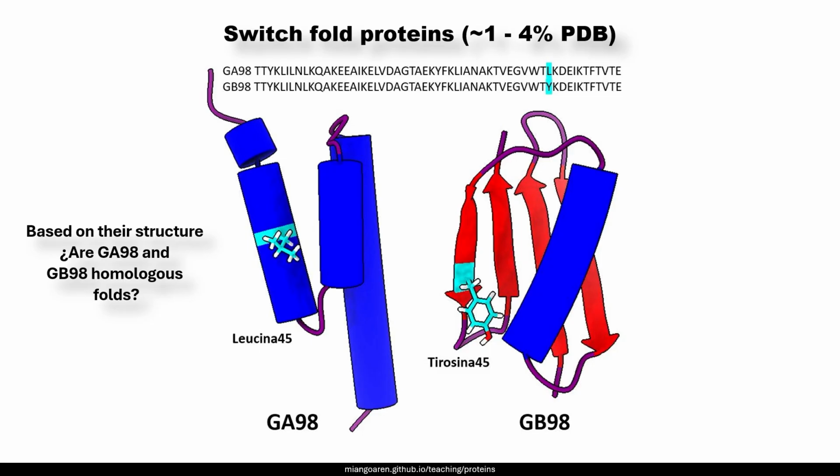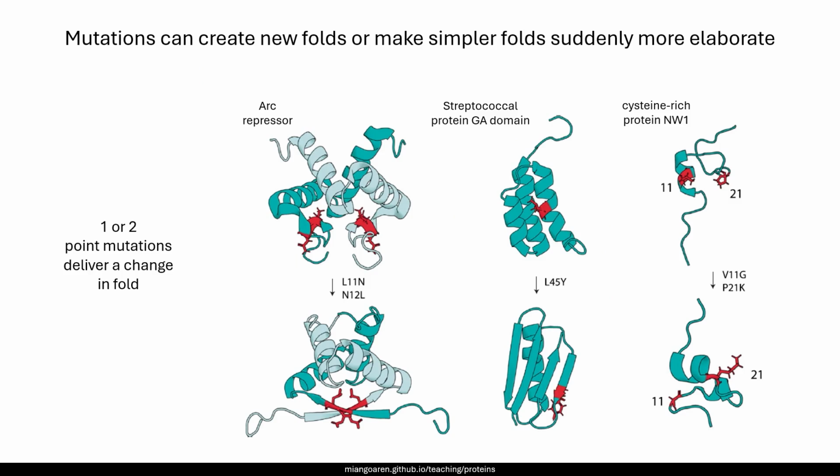This type of behavior that can be exhibited by a few proteins is known as switch folds. Some analyses have suggested that among the proteins present in the PDB, cases of switch folds can be found in approximately 1 to 4% of all the proteins that have been deposited in this database. This particular case is not the only one.